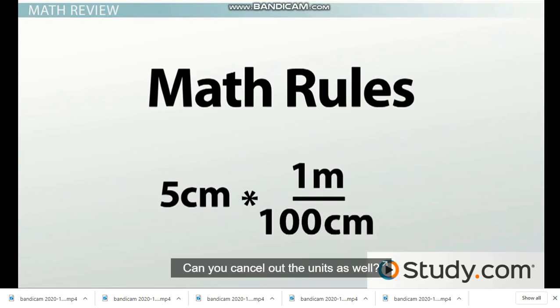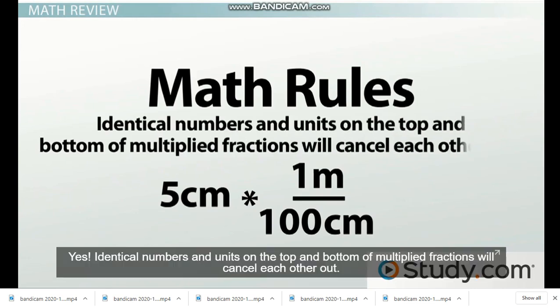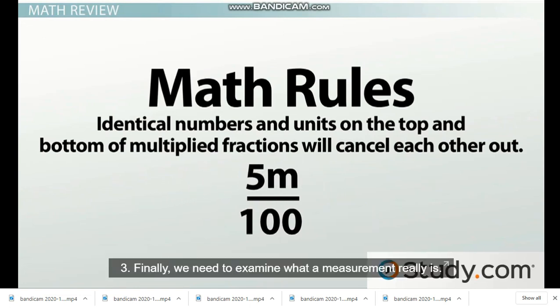Can you cancel out the units as well? Yes. Identical numbers and units on the top and the bottom of multiplied fractions will cancel each other out. Finally, we need to examine what a measurement really is.